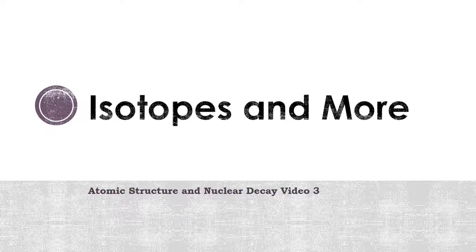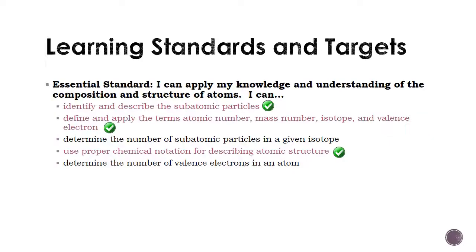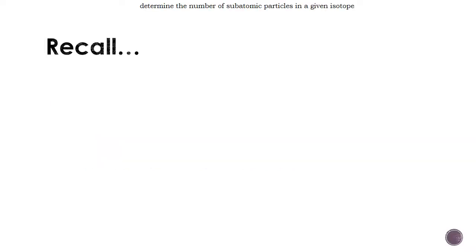Our next lesson in the atomic structure and nuclear decay unit is a continuation of the previous lesson on isotopes. We will look at a few more specifics about how we deal with isotopes and subatomic particles. The learning target we are focusing on for this lesson is to determine the number of subatomic particles in a given isotope.